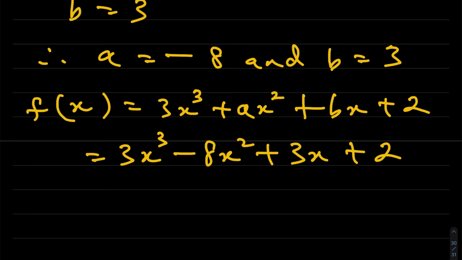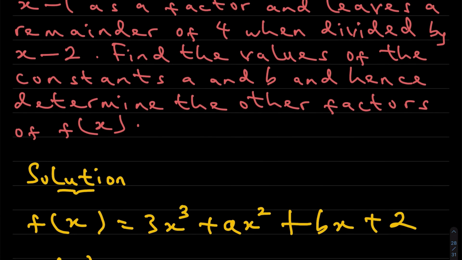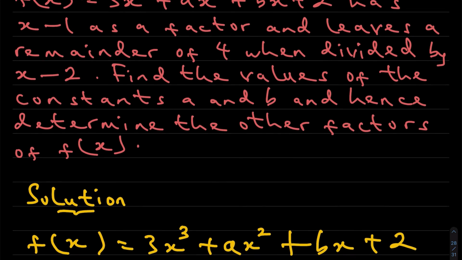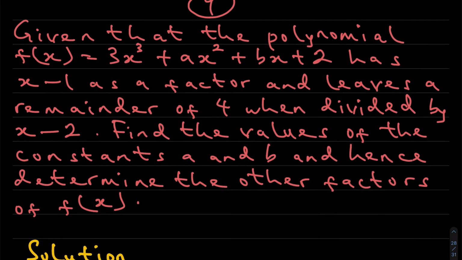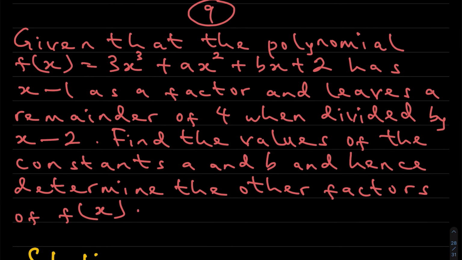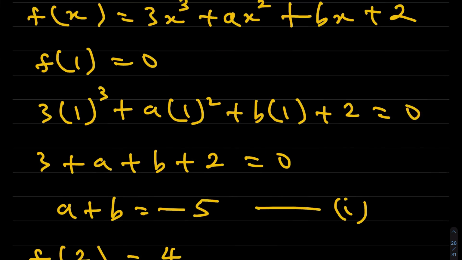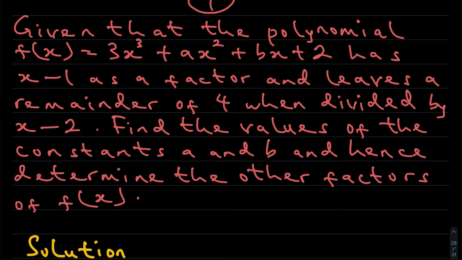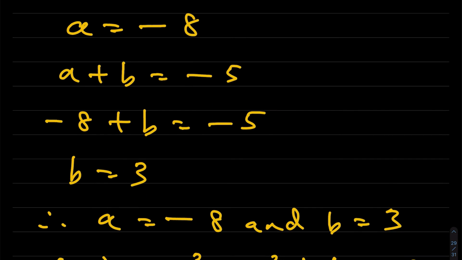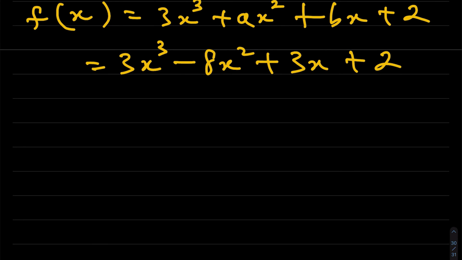Now we want to find the other factors of f of x. We only have one factor, so we want to find the other factors. You can find the other factors by simply dividing f of x by one of the factors that we already know. They said f of x equals 3x cubed plus ax squared plus bx plus 2 has x minus 1 as a factor. So we are just dividing f of x by x minus 1 to get the other factors.